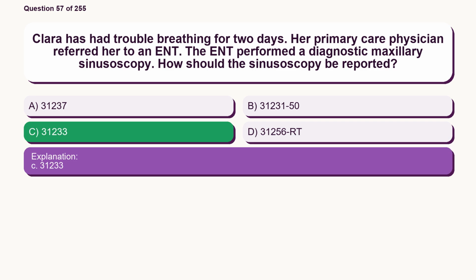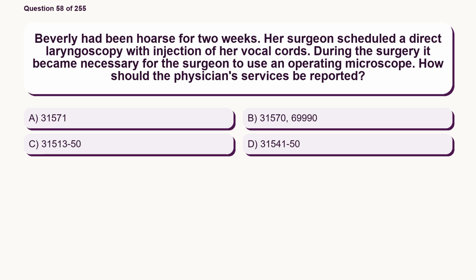Question 58. Beverly had been hoarse for 2 weeks. Her surgeon scheduled a direct laryngoscopy with injection of her vocal cords. During the surgery, it became necessary for the surgeon to use an operating microscope. How should the physician's services be reported? Option A, 31,571. Option B, 31,570, 69,990. Option C, 31,513 to 50. Option D, 31,541 to 50. The correct answer is option A, 31,571.